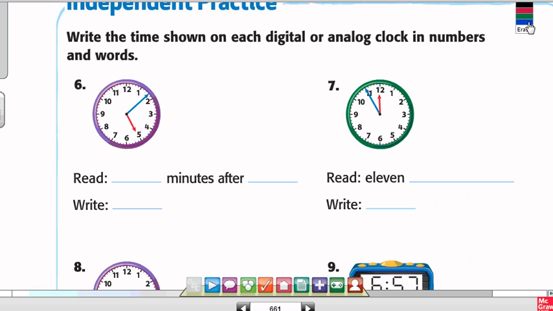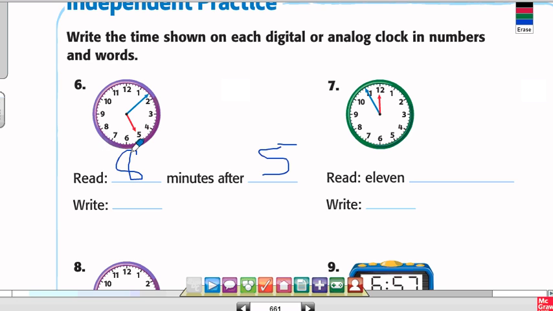It says, write the time shown on each digital or analog clock in numbers and words. So the first one, it's right at the 5, or almost close to the 5. Okay. So it says read blank minutes after the hour, right? So what's the hour? 5. And how many minutes after that? Is it right at the 2? That would be 10. It's 2 spots before that. 8. So it's 8 minutes after 5.